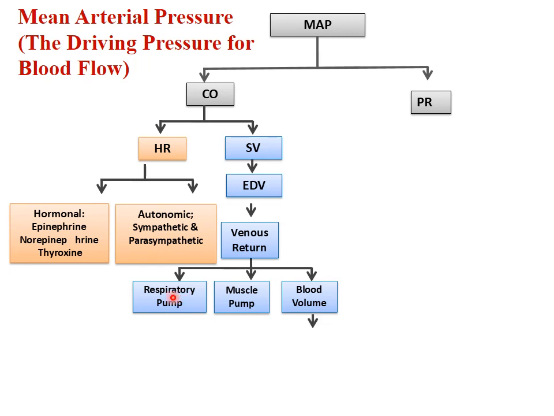Whenever the person is breathing, like hyperventilation, like in the case of exercise, the chest cavity will be acting like a vacuum cleaner. It will be sucking the blood like a suction pump, right? So much of blood will be entering into the thoracic cavity because of the negative pressure created as a result of the respiratory pump, and the venous return increases.